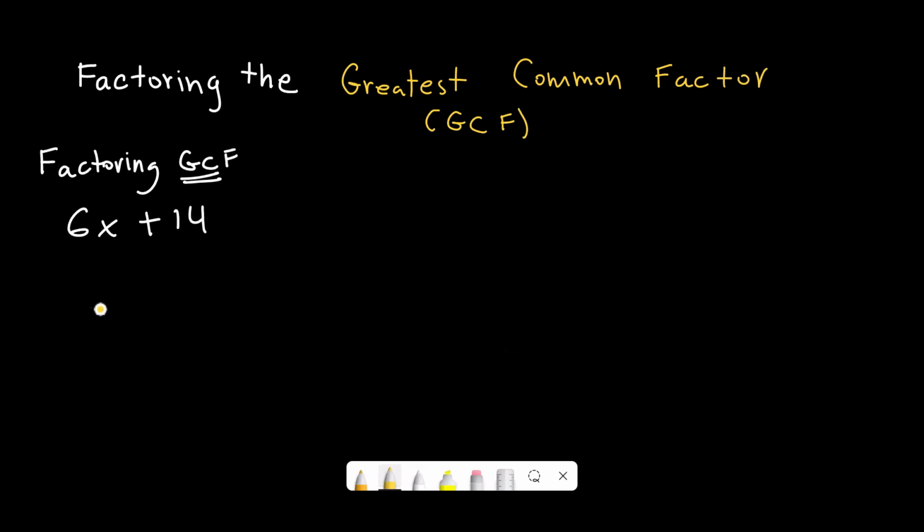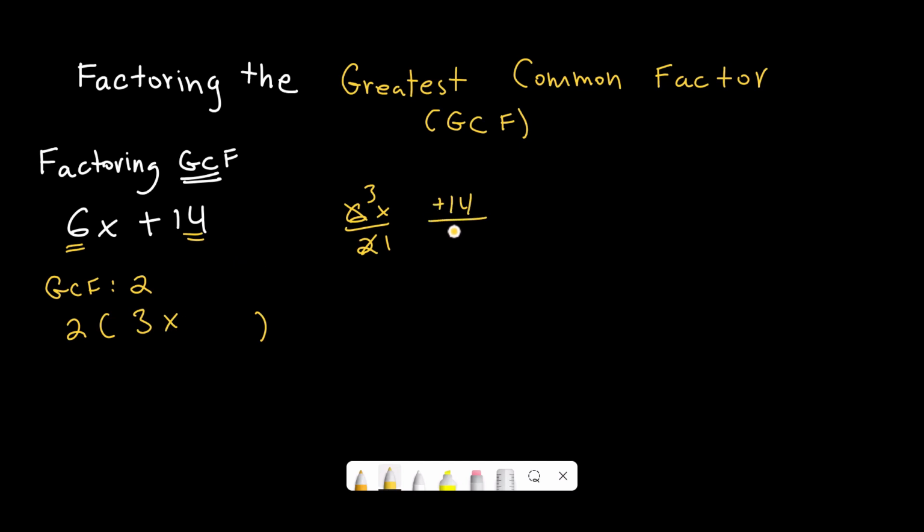Now, factoring the greatest common factor. Here is an example. Now that you have understood the greatest common factor, 2 is the greatest common factor of 6 and 14. Now let's divide 6x by 2. That will be 3x. Now let's divide 14 by 2, which will be 7. That's how we factor out the greatest common factor.